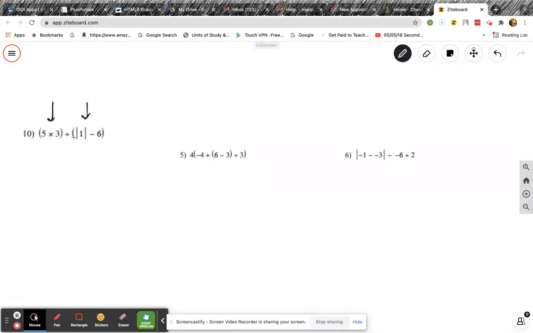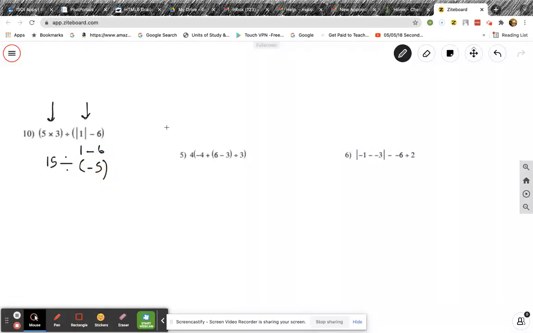Okay, so let's look at the first one, and you'll notice I have two problems that are in parentheses, and that's what I'm going to start with. So I can start with the left here, and 5 times 3 is 15. So I'm going to put that, and then divide it by, and then I need to do what's inside the other one. The absolute value of 1 is 1, and then 1 minus 6 is negative 5.